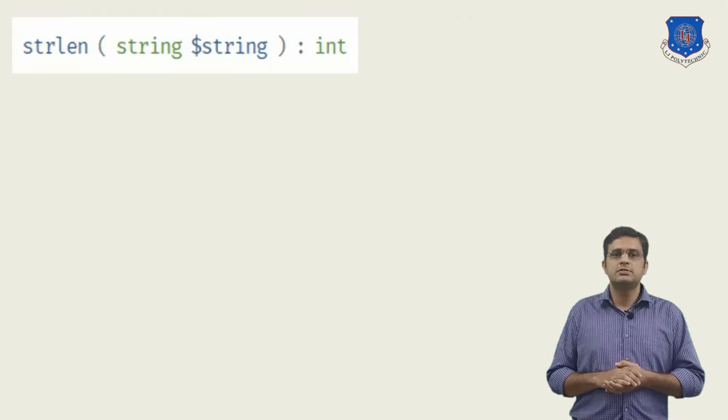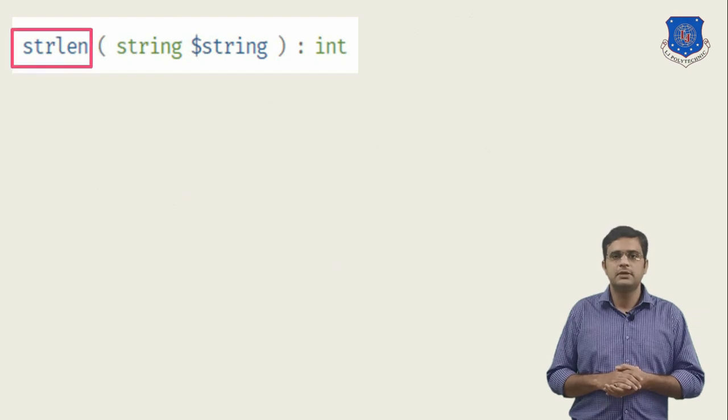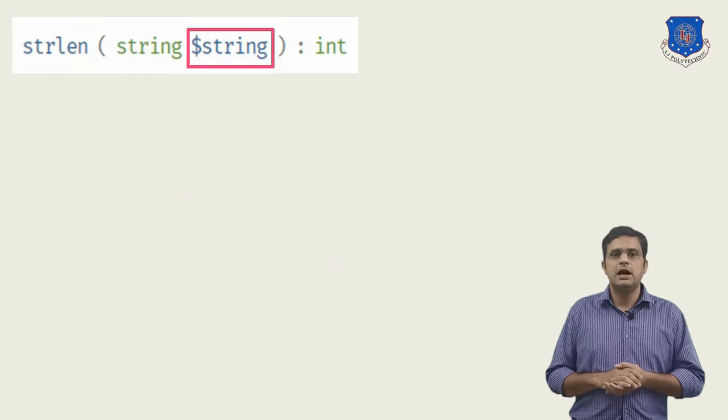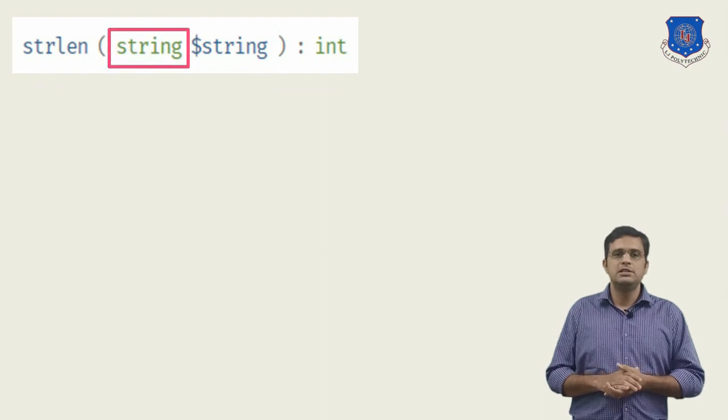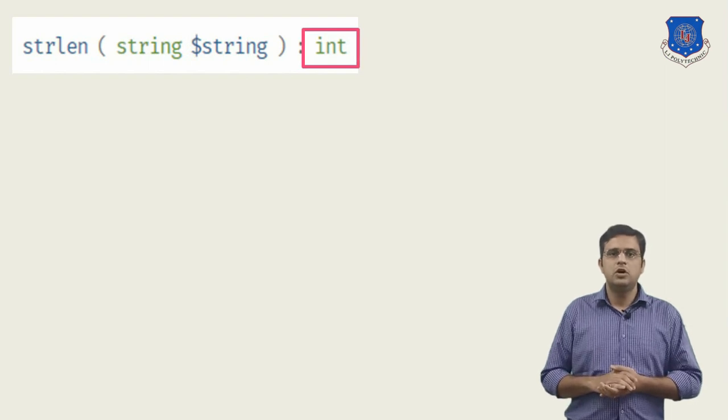So here is the syntax of function strlen. As I said earlier, it returns the length of the string given. This is the name of the function and this is an argument that it takes. So it takes only one argument of data type string. This indicates the return type of the function. The length of the string will be a number, so the return type is integer.